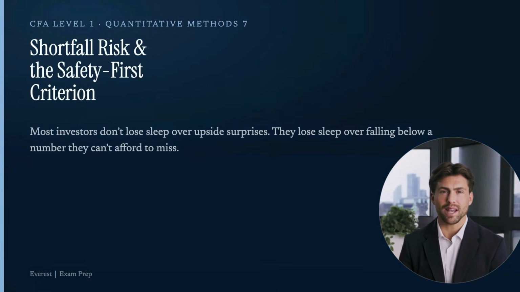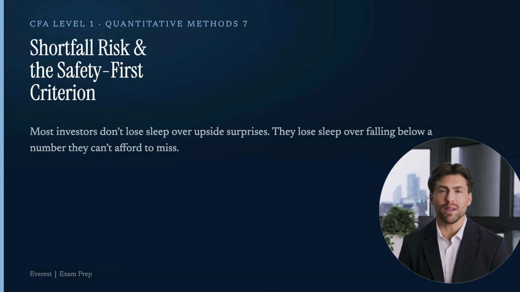Welcome back. In the last video, we measured portfolio risk. We focused on measures like standard deviation, covariance, and correlation. If you think about it, standard deviation is the same number on both sides of the average. It looks at positive outcomes that differ from the average the same way as negative outcomes.